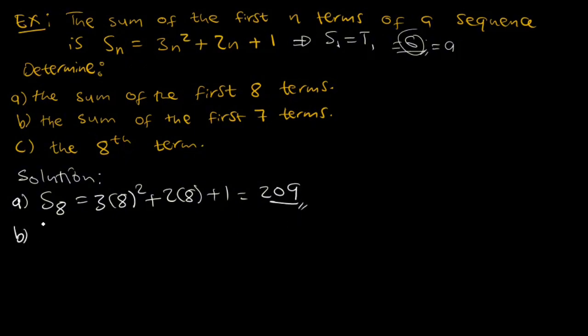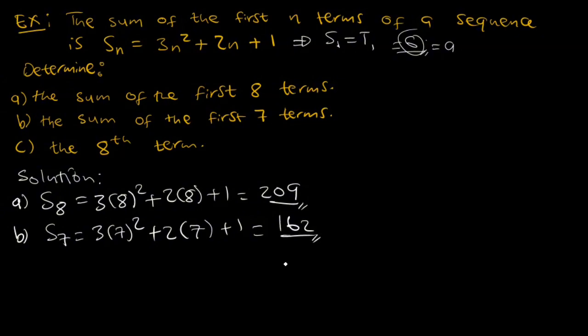Okay, now same here, determine the sum of the first 7 terms. So S7, the value of n is 7. So the value of n, 7 plus 1. Put that into your calculator, you get 162.